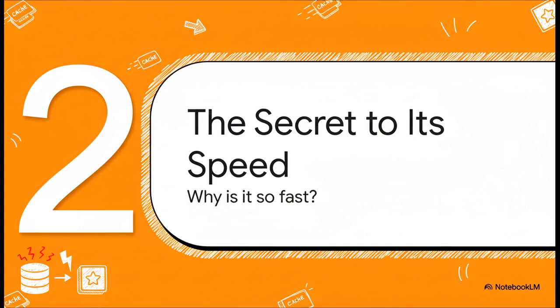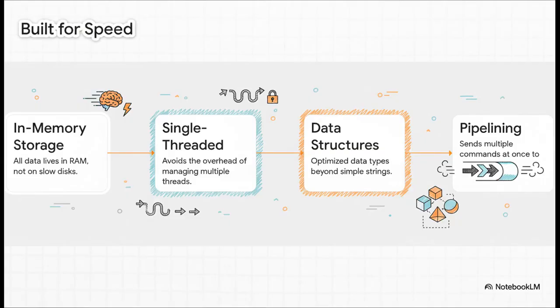Okay, this brings us to the big question. How is it so ridiculously fast? I mean, its performance is legendary. It's not magic, but it's pretty darn clever. Let's peel back the layers. So the secret sauce really comes down to a few key things. First, and this is the big one, all data lives in RAM, not on a slow spinning disk. RAM is just orders of magnitude faster.